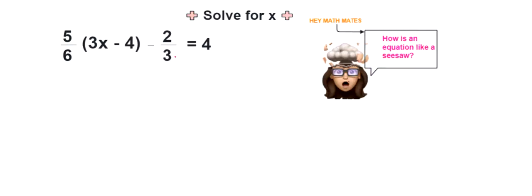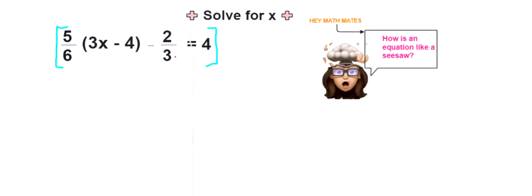All right, let's get started here. Solve for x. 5/6 times the quantity 3 times x minus 4, minus 2/3 equals 4. The first thing we're going to do is put that line right through the equal sign to separate the two sides of the equation. Then we are going to eliminate the fractions. So I want to start by putting brackets around the entire equation.